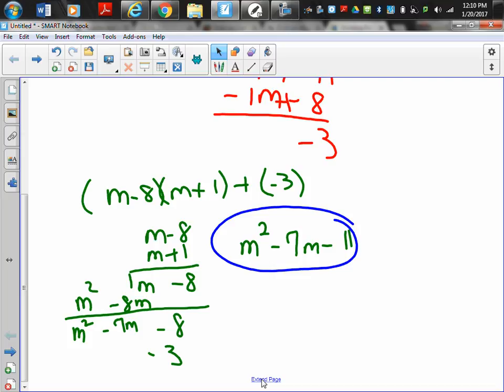It's not really a hard process. You just have to be very, very cautious. You have to go slow and think through each step. So this is how we answered it, and we got the answer of m plus 1. So you multiply your answer back by what you were dividing, add your remainder, and it gets you back to what you started with. That's how you check.